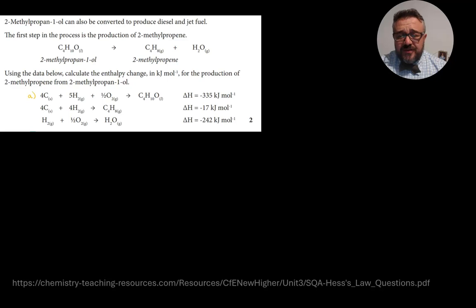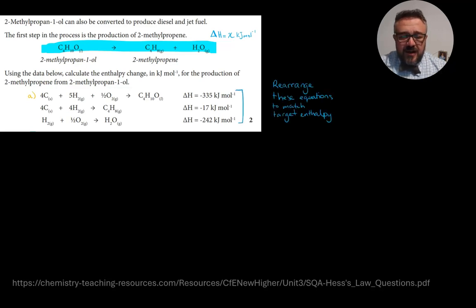And how we would do this as equations. Okay, so boom, target equation, gold. We're looking for delta H equals X kilojoules per mole. We want to rearrange these equations down the bottom here to match the target enthalpy up here. So I'll show you what that looks like.